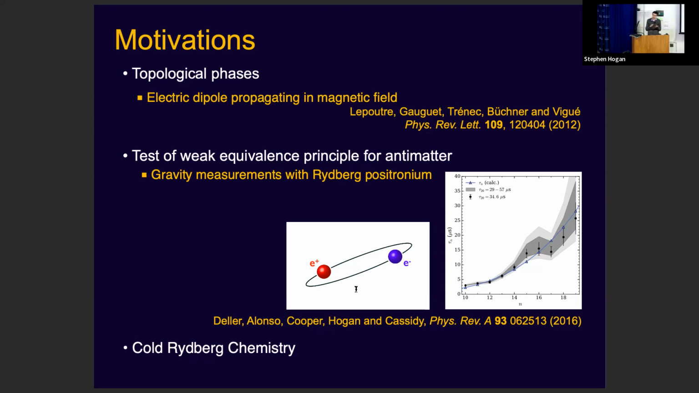And this is because of this reduced overlap of the electron and positron wave functions. So these are measurements we've made of the lifetimes of Rydberg states in positronium. This is up to about n equals 20. And you can see we can measure lifetimes of 20 or 30 microseconds.